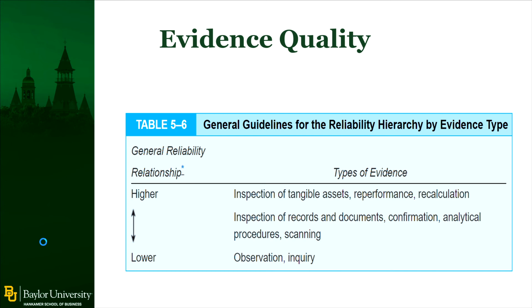Well, Table 5.6 shows you a range, right? Higher quality or more reliable evidence comes from procedures where I'm inspecting as the auditor. Okay, I'm seeing something with my own eyes. I am reperforming that procedure myself. I'm recalculating and crunching those numbers. Lower quality evidence at the other extreme is observation and inquiry.